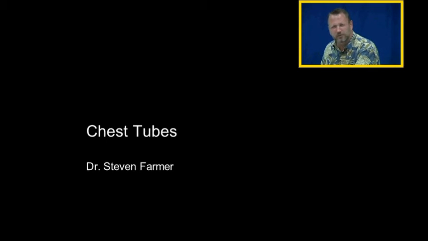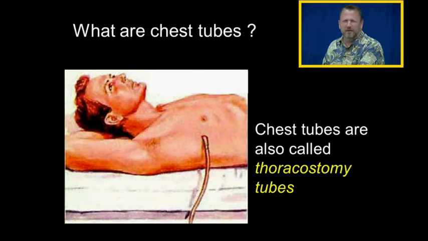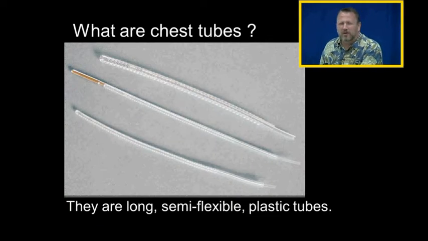Let's talk about chest tubes. What are chest tubes? Chest tubes are also called thoracostomy tubes. So here's a gentleman who has a thoracostomy tube draining either air or fluid from his pleural space. What are chest tubes? They're long, semi-flexible plastic tubes. They come in all sorts of shapes and sizes.